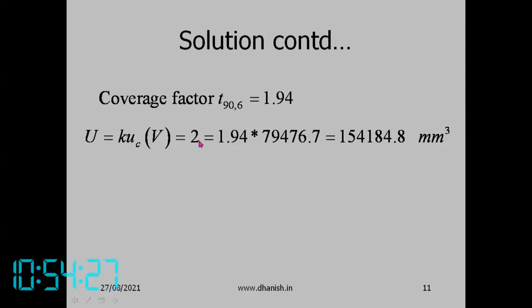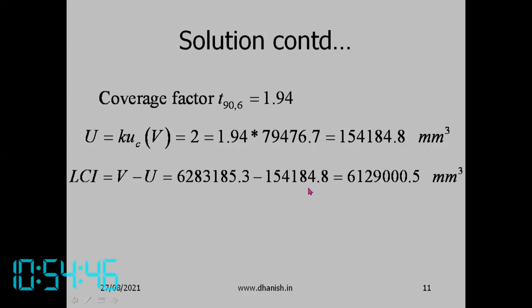Okay, what happened? How did 2 come? Sorry, there's some mistake here. This 2 should not be there. It is 1.94 times 79476.7, equal to 15484.8 millimeter cube.